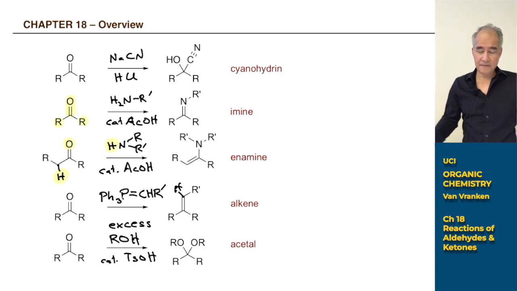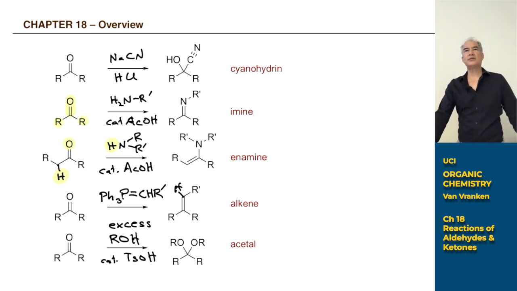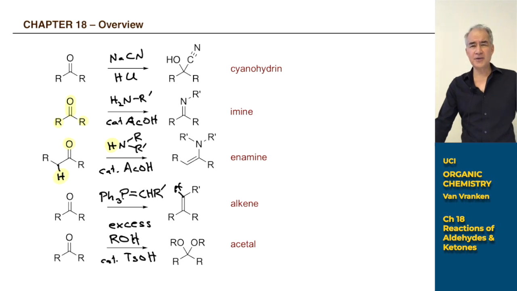And all the rest of the 4 transformations are condensation reactions where we're losing the element of water. We're adding to the carbonyl groups of aldehydes and ketones, and we are losing the elements of water. We're doing that to form imines. We're doing that to form enamines. The first thing we covered was condensations to make alkenes using the Wittig reaction.